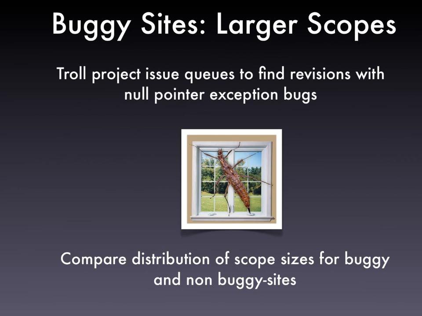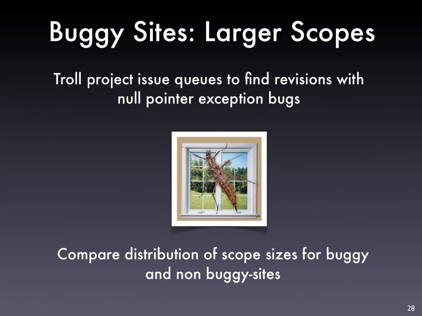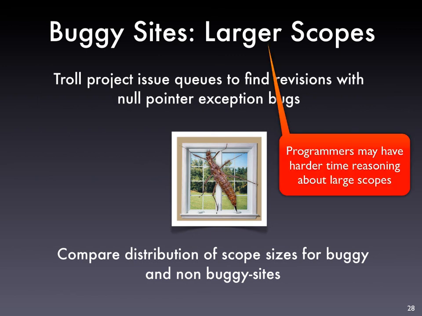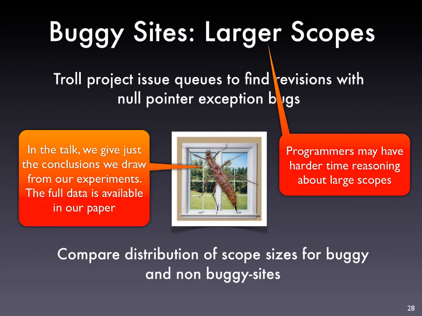Our first experiment in this case study was to troll the project issue queues to find revisions with null pointer exception bugs, and then to compare the distribution of the scope sizes for buggy sites and non-buggy sites. And we found that buggy sites had larger scopes. This is perhaps an indication that programmers have a harder time reasoning about large scopes. In this talk, I'll just give the conclusions that we draw from our experiments. The full data is available in our paper.